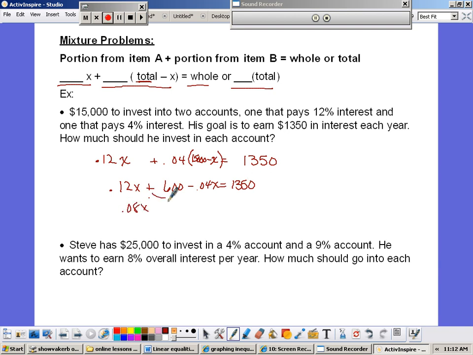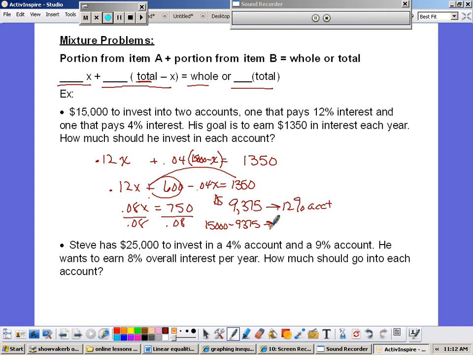0.08X, move my 600, equals 750. Divide by 0.08. 750 divided by 0.08 is 9,375. Now, don't forget to answer the question, how much was invested in each account? This is what my X value is. My X went with my 12% account, so that's how much went in my 12% account. Then I have to take 15,000 minus 9,375 to find out how much went into my 4% account. That would be $5,625 went into my 4% account.